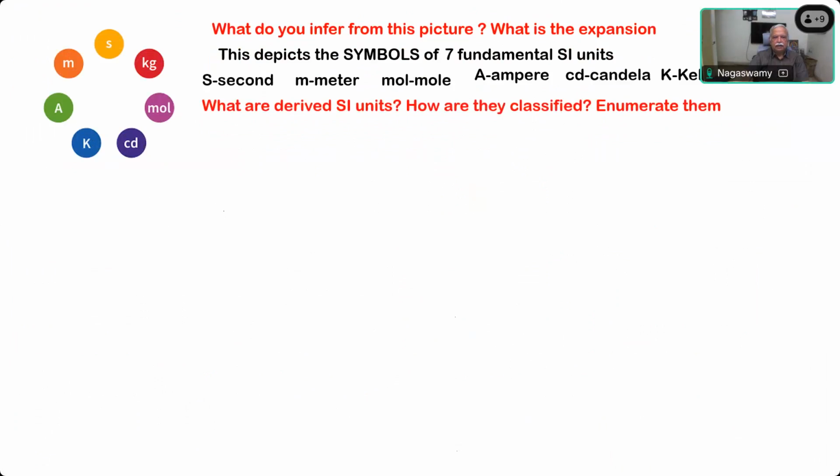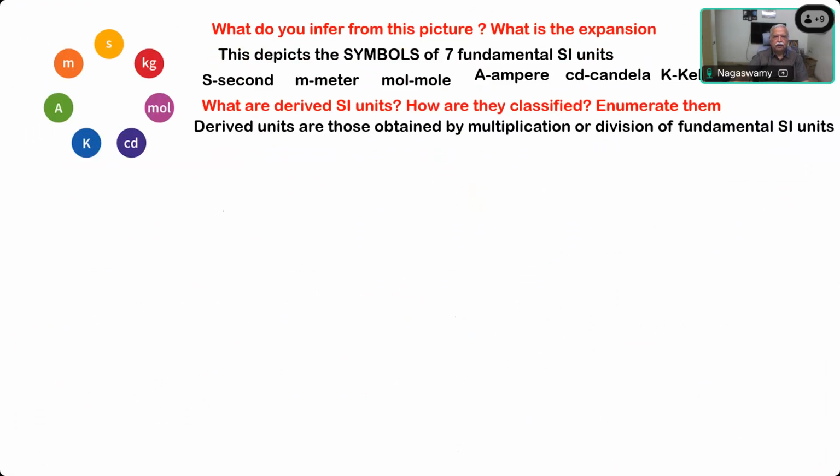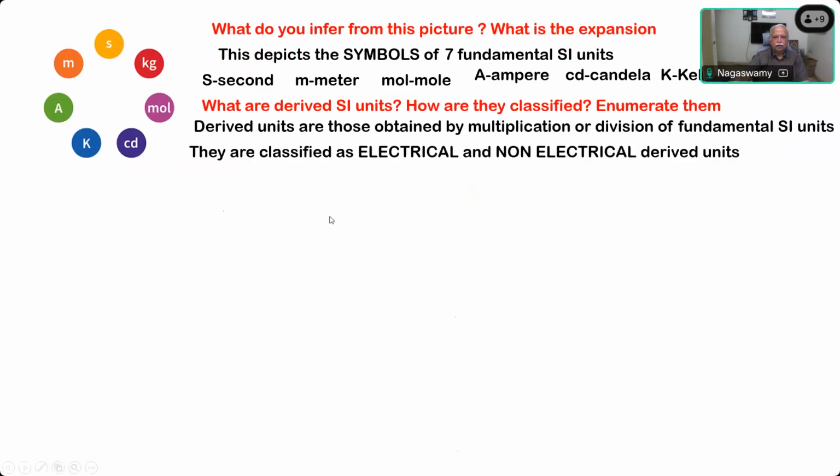What are derived SI units? How are they classified? Enumerate them. These are all the 7 fundamental units. From these fundamental units, you can have some derived SI units. They are obtained by multiplication or division of the fundamental units. They are classified as electrical and non-electrical derived units.